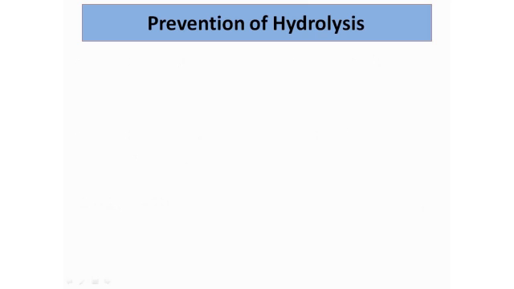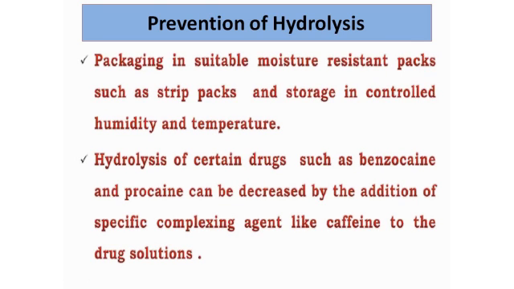Clear? So, prevention of hydrolysis. We have come to know that hydrolysis creates lots of problems for the stability of the drug. How are we going to prevent it? First of all, we need to store the product in moisture-resistant packaging, such as strip packaging. The tablets or capsules are generally available in strips.